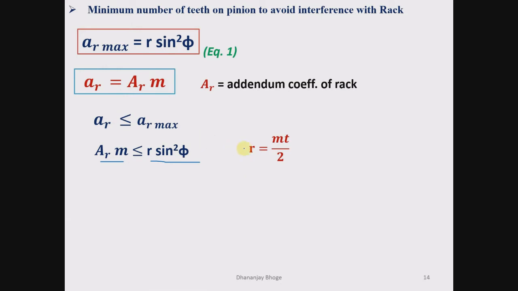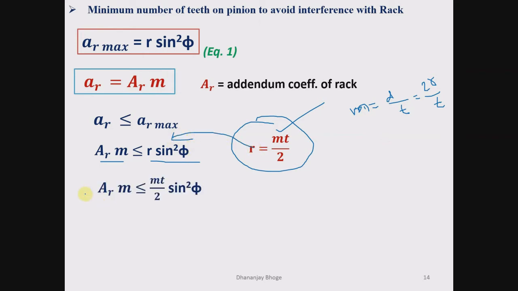But we know that r is mt by 2, because module is equal to d by t, which is equal to 2r upon t. So what we get? r equals mt by 2. Correct, this is m. So let us substitute the value of r in this equation. Write the value of r as mt by 2, and we get the new equation.